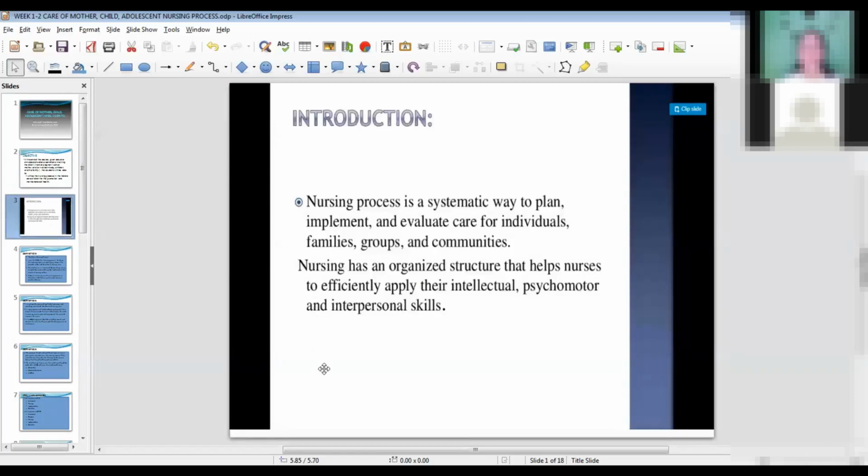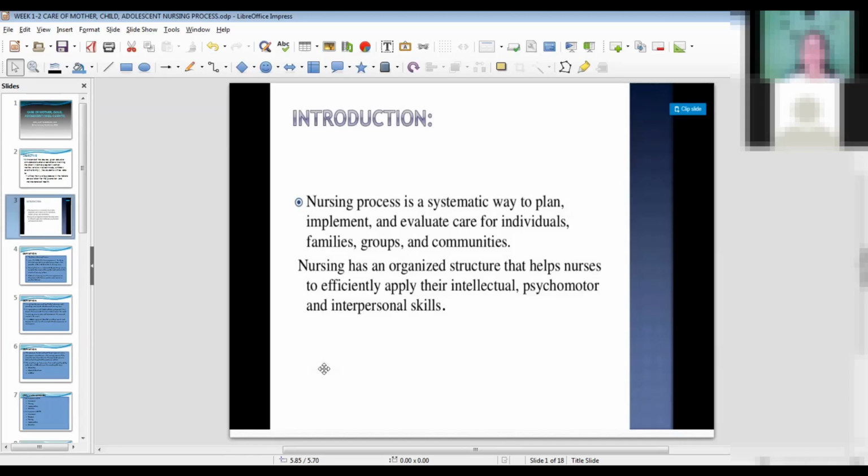Now let us define nursing process. Nursing process is a systematic way to plan, implement, and evaluate care for individuals, families, groups, and communities. Again, we follow several steps in the nursing process, and we will discuss each of the steps as we continue with our VC for this afternoon.